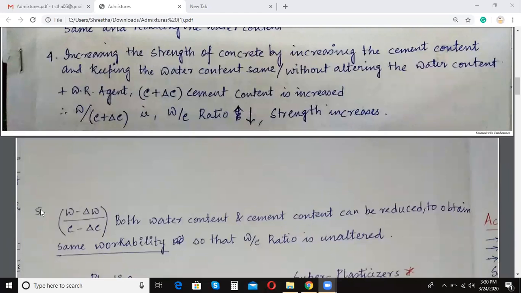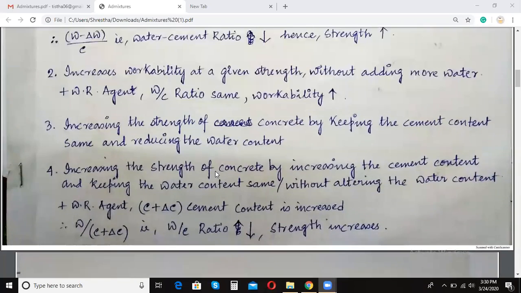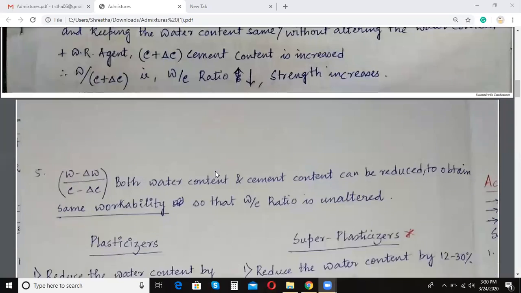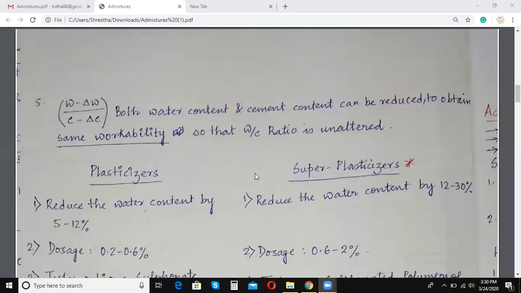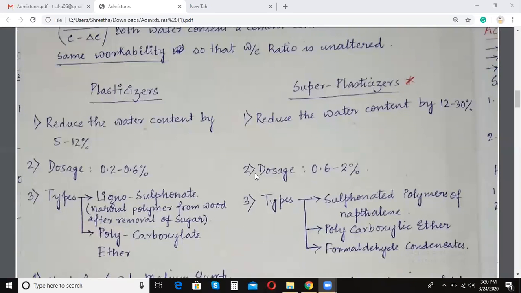Okay, so these 5 points are the main methods in which plasticizers are modifying the properties of concrete. Okay, now we will see what are the dosages and how much water content can be reduced with the help of these plasticizers and super plasticizers, and what are the types.